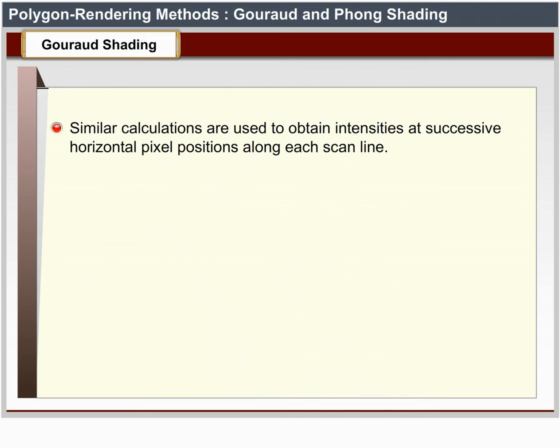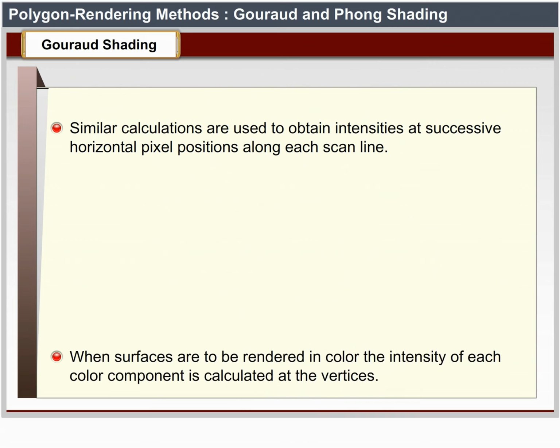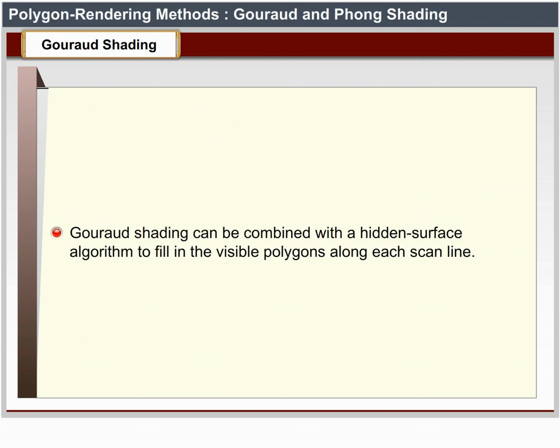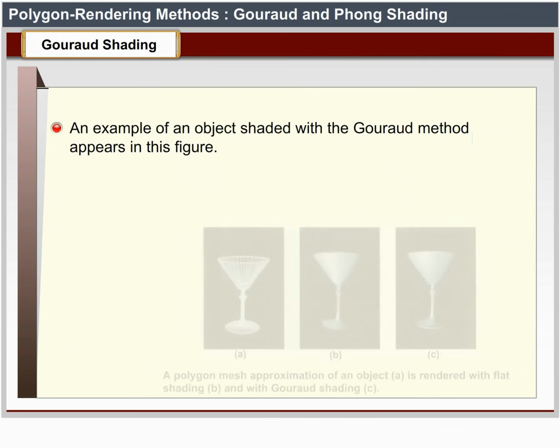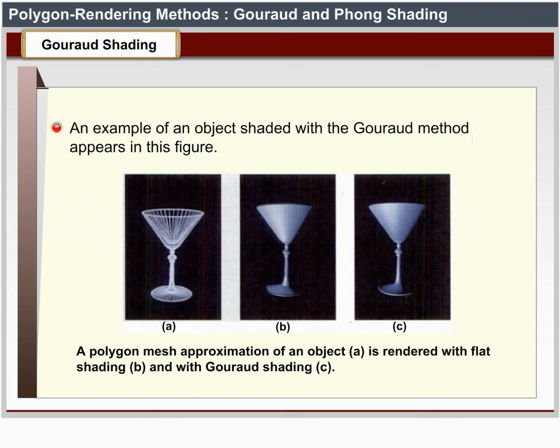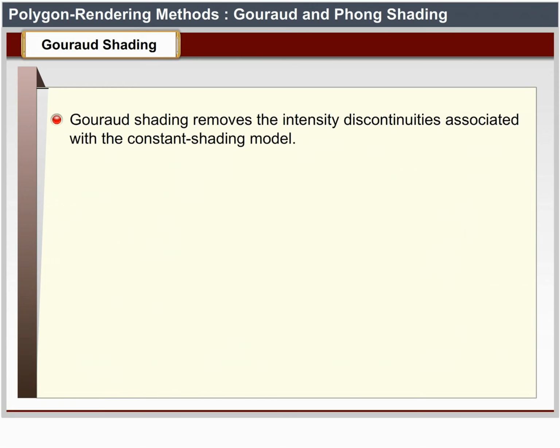When surfaces are to be rendered in color, the intensity of each color component is calculated at the vertices. Gouraud shading can be combined with the hidden surface algorithm to fill in the visible polygons along each scan line. An example of an object shaded with the Gouraud method appears in this figure. Gouraud shading removes the intensity discontinuities associated with the constant shading model.